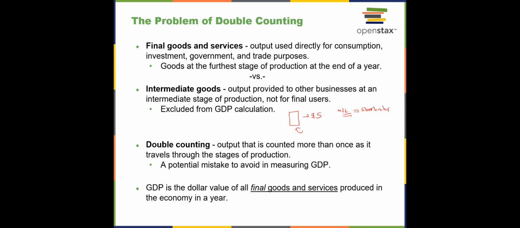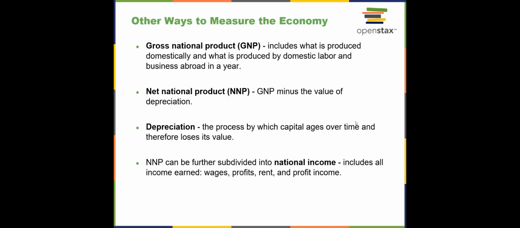So GDP, I'm repeating one more time, is the dollar value of all final goods and services produced in the economy in a year. We have other ways to measure the economy's size. One way is gross national product. So what is the difference between GDP and GNP? It's very simple. GDP includes all production inside the United States. It has to be produced in the United States regardless of the nationality of the company. So if Honda produces cars in Texas, it has to be in GDP.